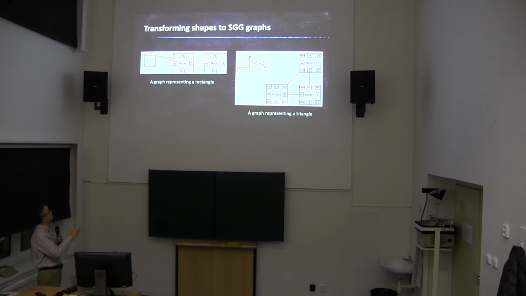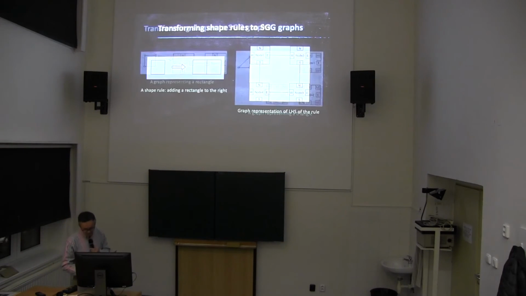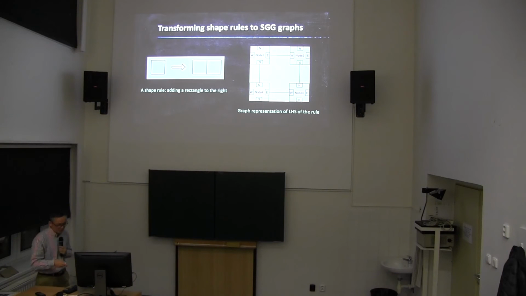And so you see that we are transforming shapes to SGG graphs, like this one. You see these two nodes connected, just like two nodes connected east to west of the second node. And this triangle can be just modeled this way. You see, this can be automatically generated easily, okay? And the rules can also be specified this way.